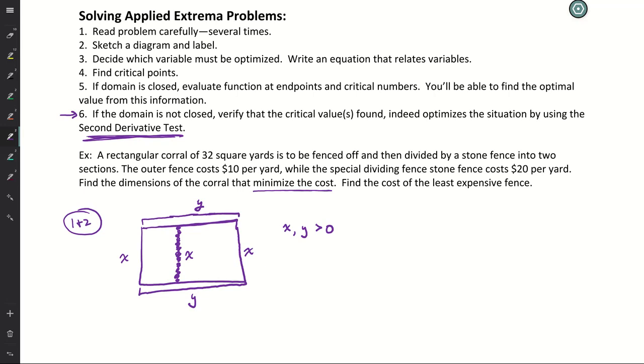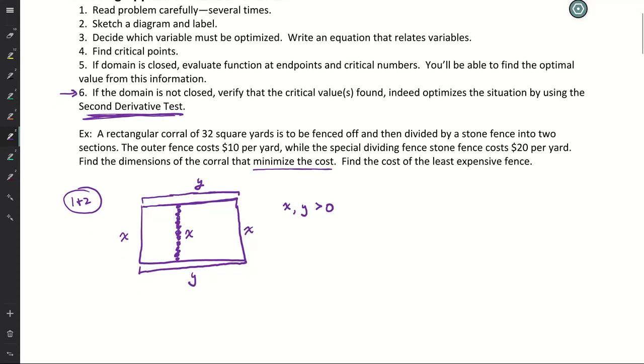All right, and then from here, let's go on to step number 3. It says decide which variable must be optimized and then write an equation that relates the variables. In this particular one, it's actually not the variables x and y that need to be optimized, but a cost variable. So what we ultimately want to do is write a cost function. In step 3, there's always going to be what we call a primary equation and a secondary equation. The primary equation I generally get from whatever drawing we've done. We notice here that my primary equation has x's and y's in it.